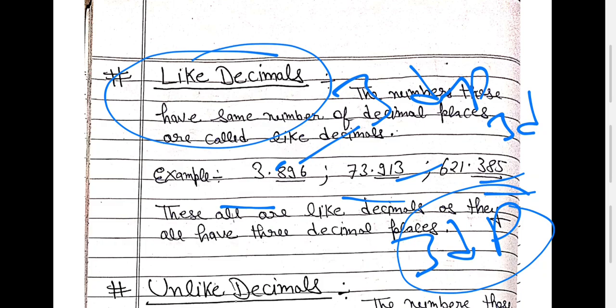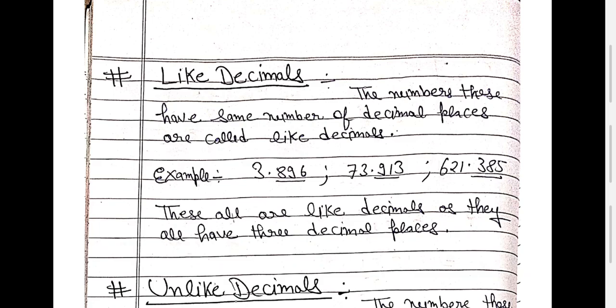If all the decimal places are the same, then they are known as like decimals. If all the decimal places are different, they are known as unlike decimals. So in what way do we determine whether they are the same or not? In terms of their decimal places. If the decimal places are the same, they are known as like decimals. If the decimal places are different, they are known as unlike decimals. So those that have the same number of decimal places are called like decimals. An example is given here.